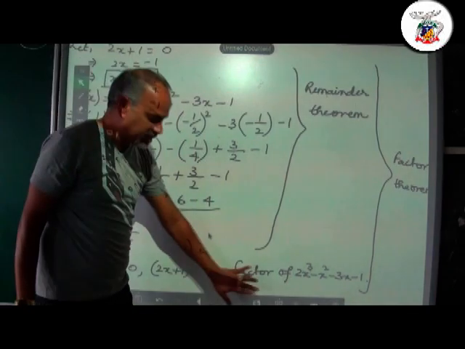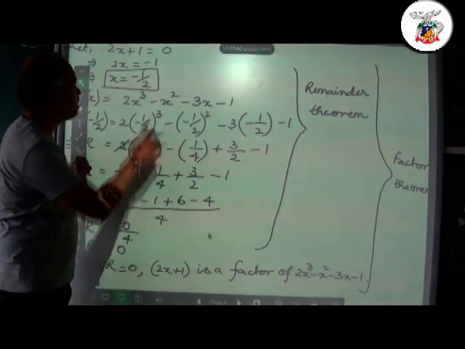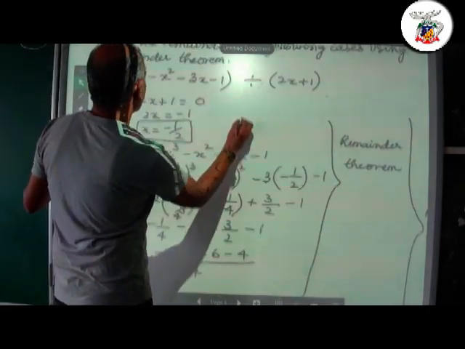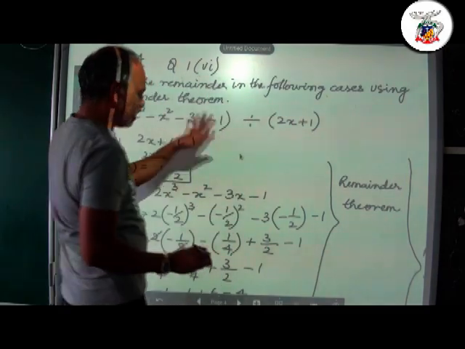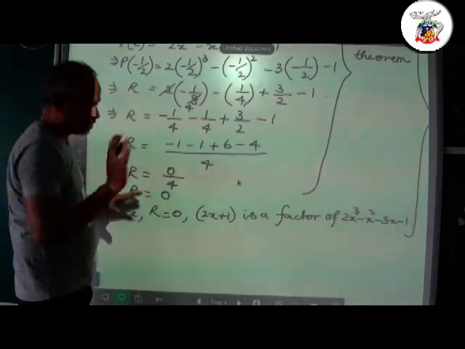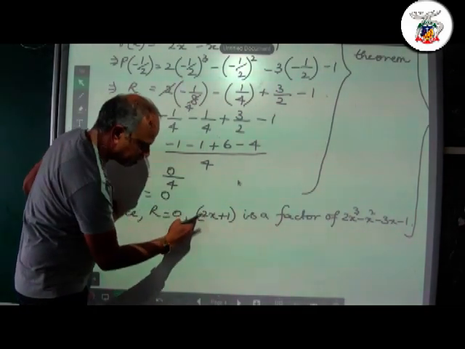Now, we'll come to this later. I'll show you something more. Okay. I found the remainder. The question actually was finding the remainder. Okay. Find the remainder in this following case. So the remainder is 0. Okay. We got that.